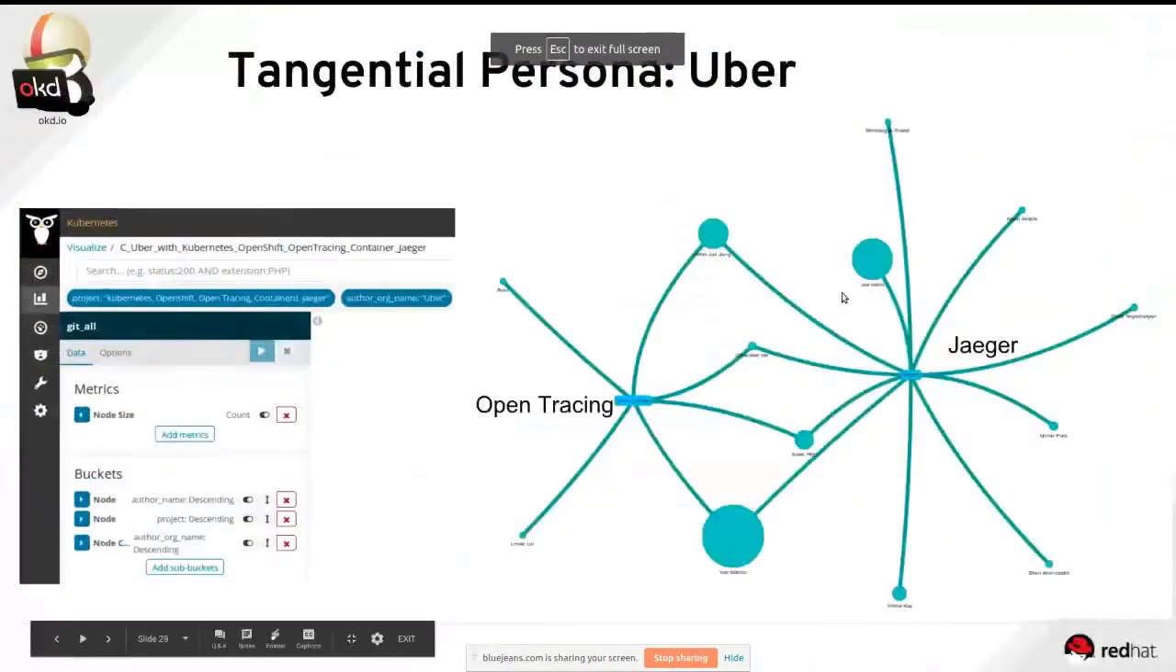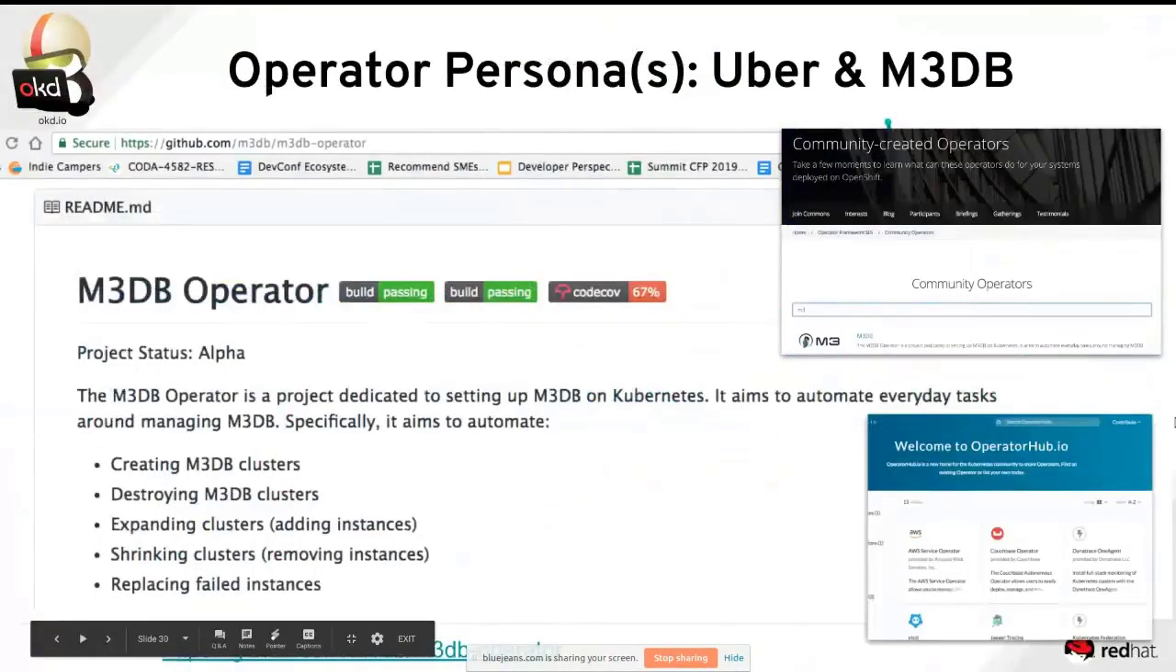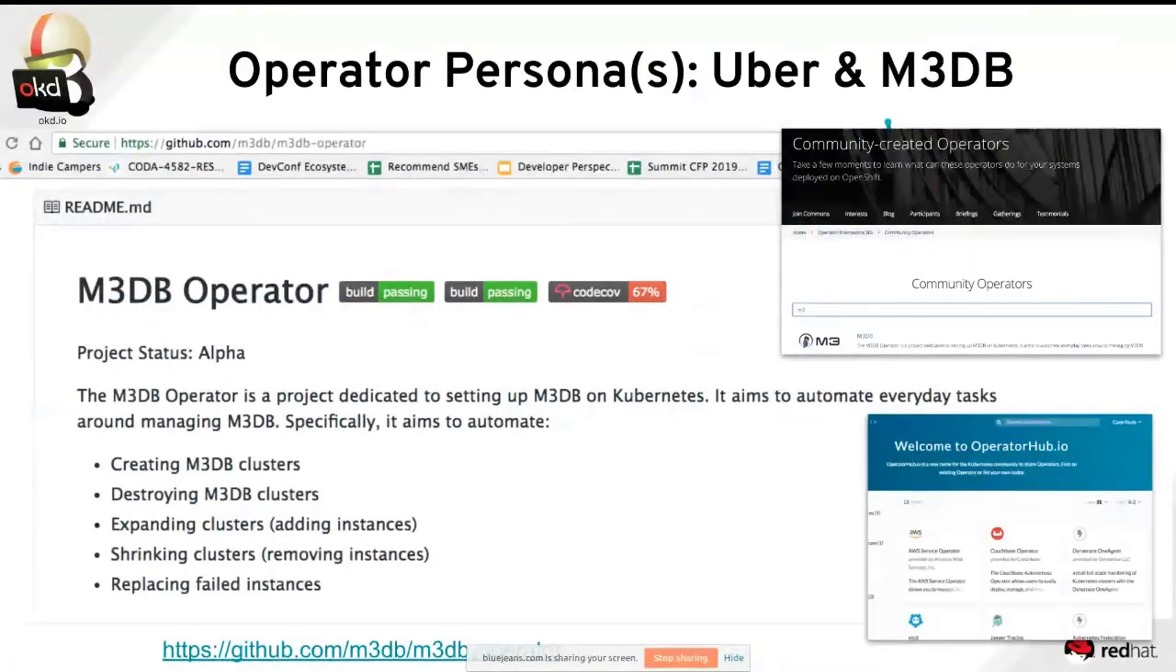This is Uber. Yeah, here we go. Well, this is, go ahead.